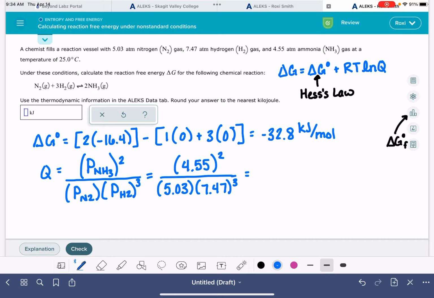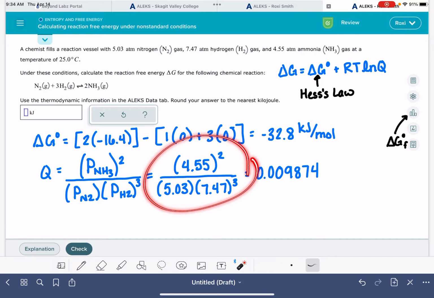4.55 squared divided by 5.03 times 7.47 cubed. And this is 0.009874. I'm just going to leave a few sig figs on there. Hopefully I entered this into my calculator correctly. It looks like I did. That's the number that you get.